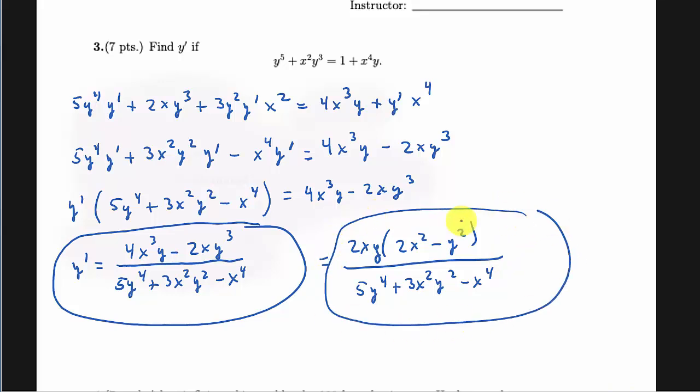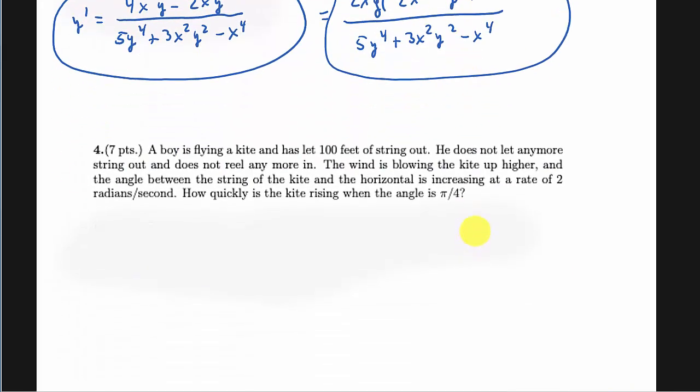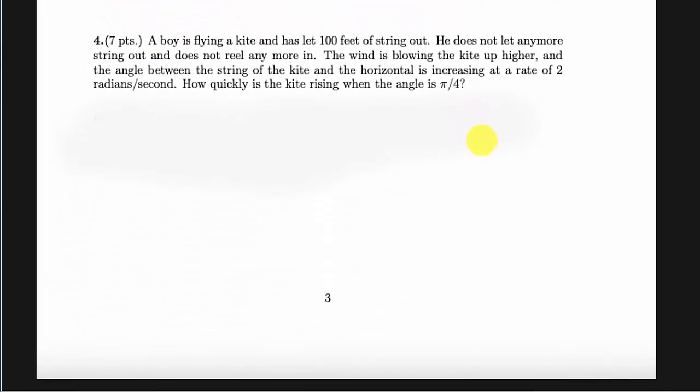I need to slow down. Getting up here trying to go too fast, making stupid mistakes. All right, so there's the answer there. Not bad. That one was a little messy, but not too bad. All right, so let's look at this one.